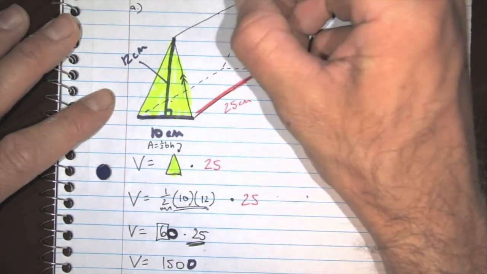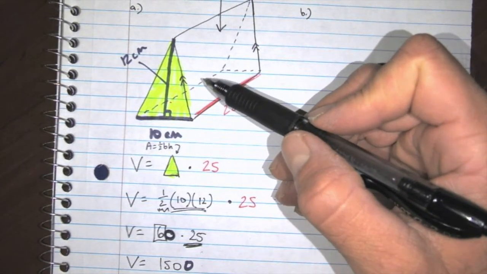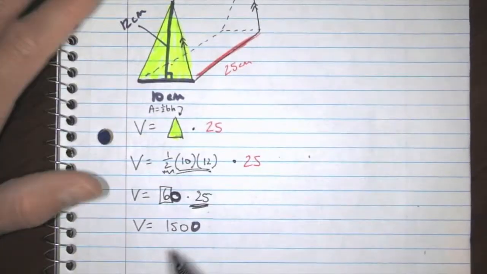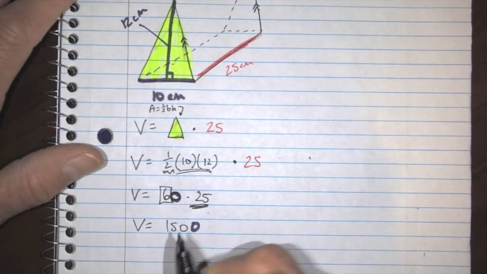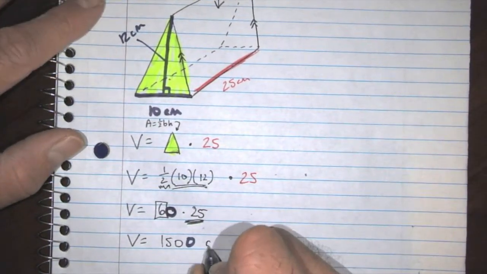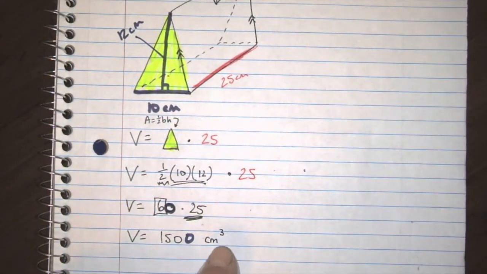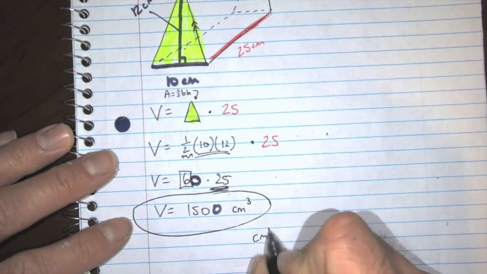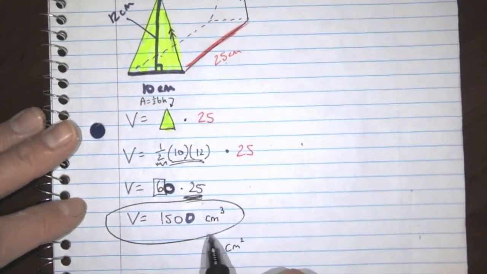And volume, by the way, I should have mentioned this. Volume means if you were to fill a geometric solid up completely with water, that's how much water you can fit on the inside. It's 1,500. Now the units, let's talk about this. Centimeters cubed. Volume is always cubed units. Centimeters cubed, feet cubed, inches cubed, miles cubed. Area is always centimeters squared, inches squared, but volume is always centimeters cubed.